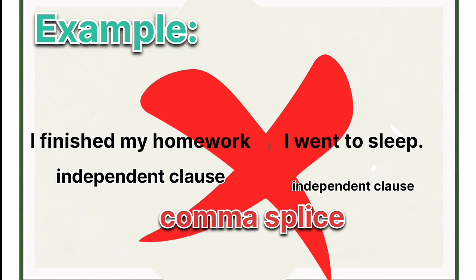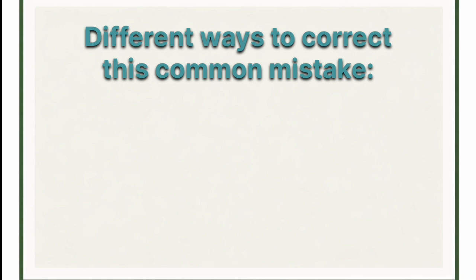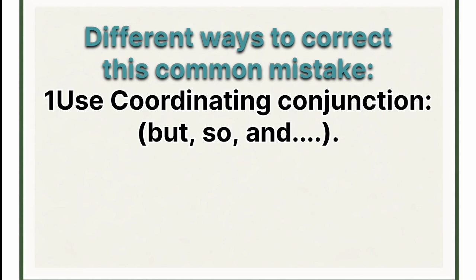Now, I think it's easy with this part. So let's have a look at the ways that help us to correct this common mistake. Actually, we can say that we have four main ways to correct the comma splice sentences. So let's start with the first one. Use coordinating conjunctions like and, so, but, yet, nor, etc.